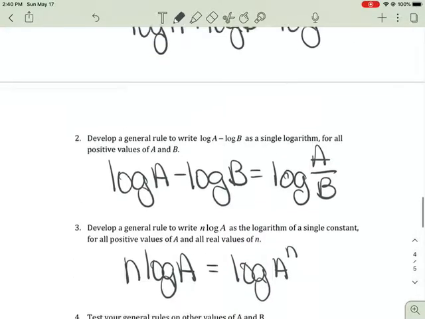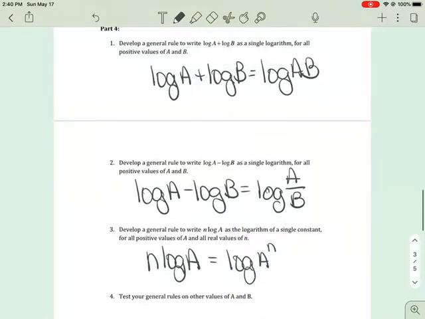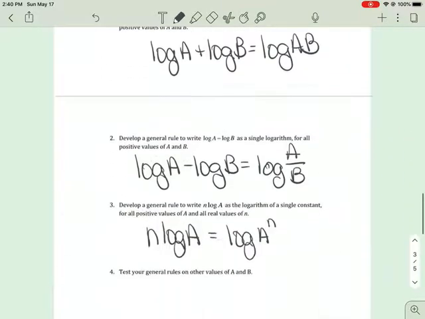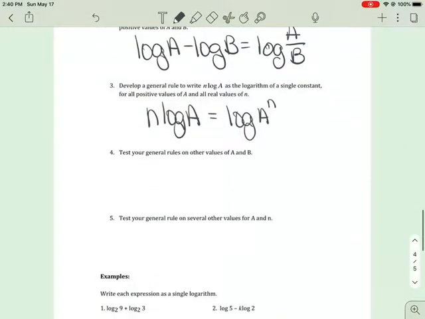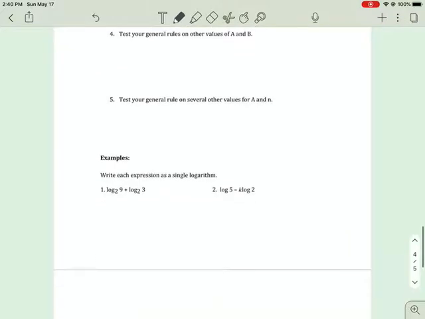These are our 3 rules, our 3 properties of logarithms. We're going to talk more about them in the next video, but we want to be comfortable and understand why they work, that's the reason for this. Now you can test your rules with a couple of other different numbers and see if it holds true. All right, so what's the point of this?